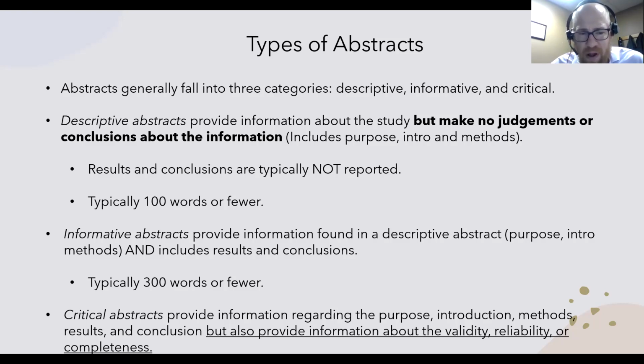And critical abstracts, lastly, provide information on everything we've mentioned before: purpose, intro, methods, results and conclusion. But they also provide a level of analysis of the study in the abstract that talks about the reliability or validity of the study, and/or the completeness or contribution of the study to a body of knowledge.